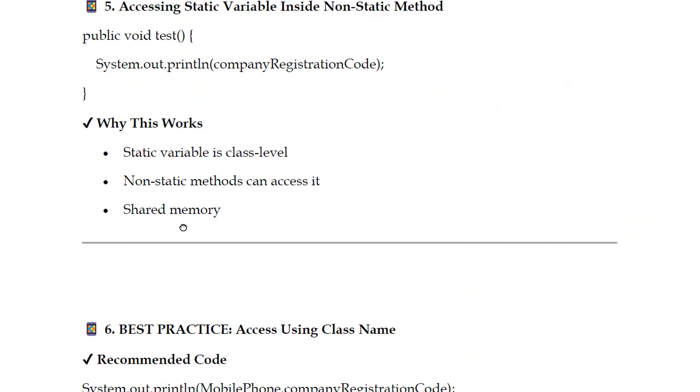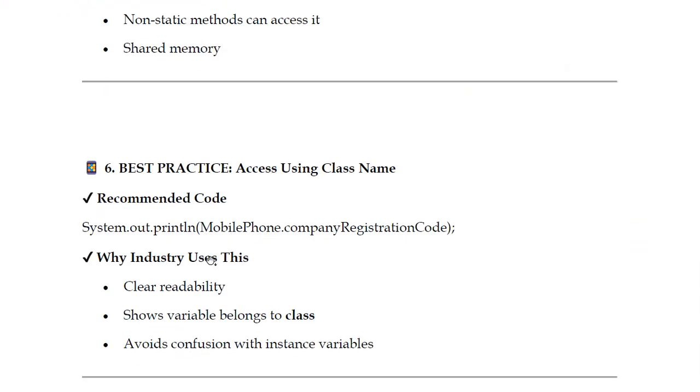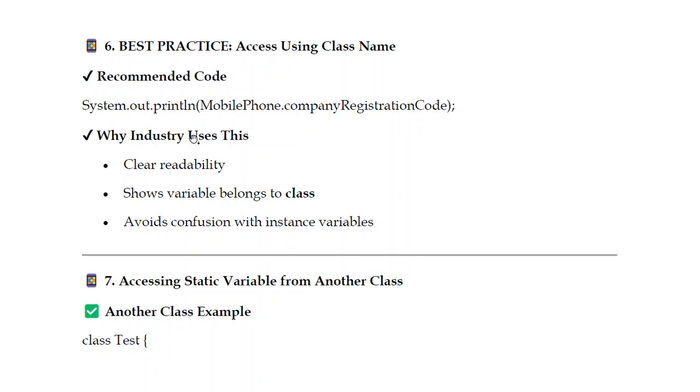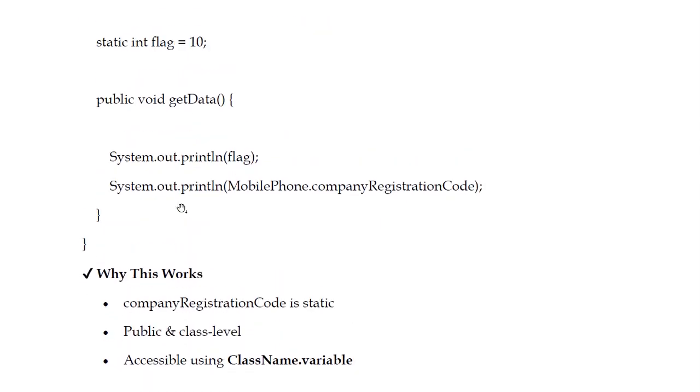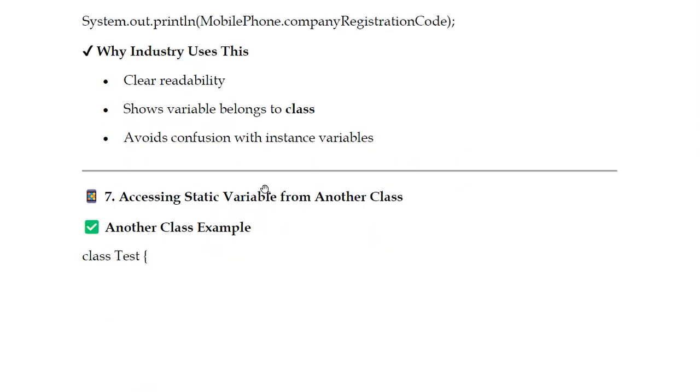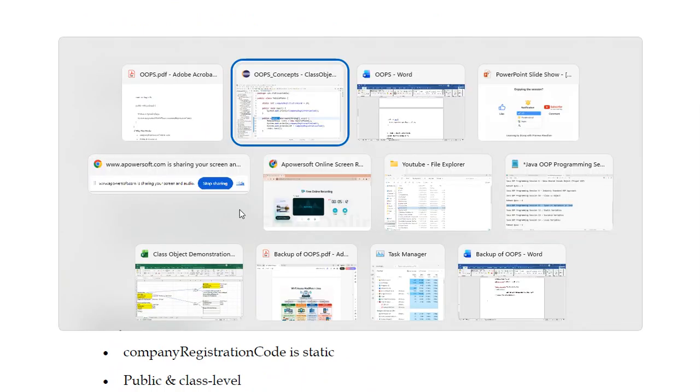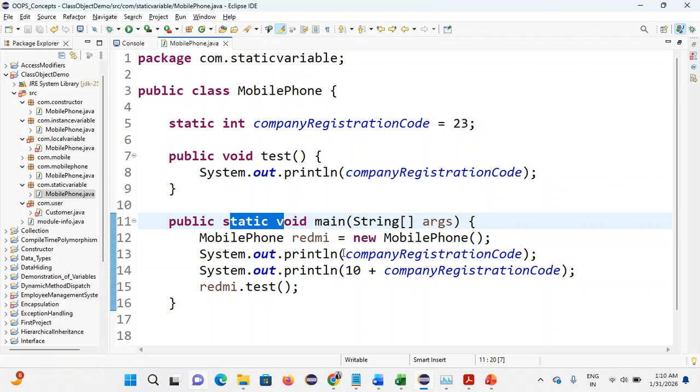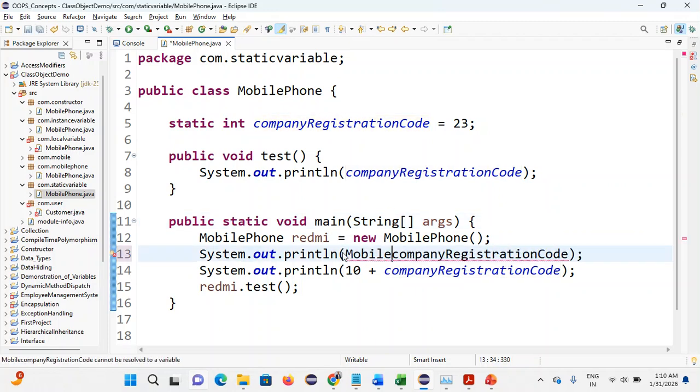Next, non-static methods can access it. Yes, we tried. The best practice, this is the important thing: always use the class name dot static variable name. Why? With a single class it's not an issue, but if you are using multiple classes, you'll face this issue. Even here, if you use the class name, that's a good practice, because then you can understand that this is a static variable.